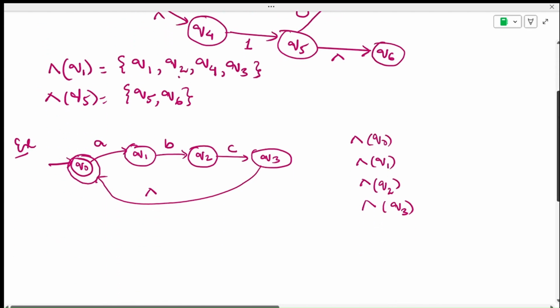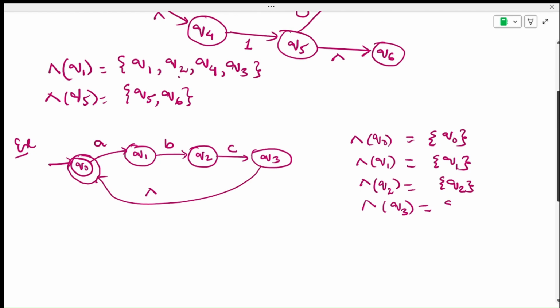What is the null closure of Q naught? Q naught doesn't have any null transition. So null closure will be only Q naught. Null closure of Q1. It doesn't have any null transition. So it is Q1 only. Null closure of Q2 is Q2 only, no null transitions. On Q3 we have a null transition, so it will be Q3, and Q3 on reading null is going to Q naught. Q naught doesn't have any null transition, we'll stop there.